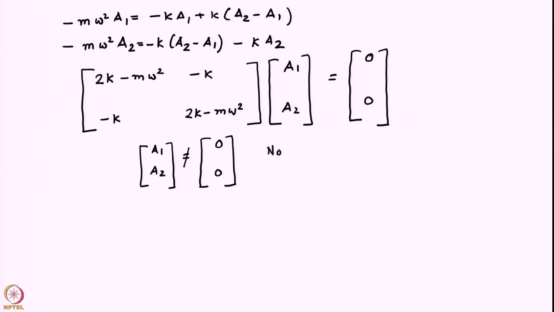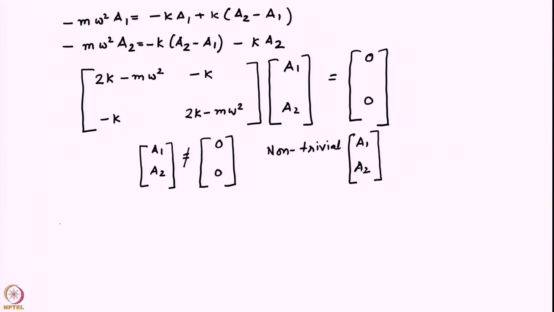So, we are interested in non-trivial a1 a2. Now, recall from linear algebra that if you have a homogeneous set of equations, then for non-trivial solutions, the determinant of the matrix needs to be 0. This will give you non-trivial solutions, but then those non-trivial solutions will not be unique. This non-uniqueness will have important physical consequences as we will see shortly.